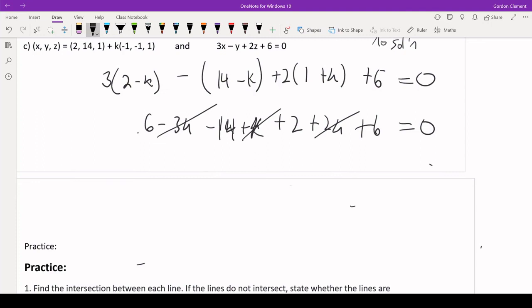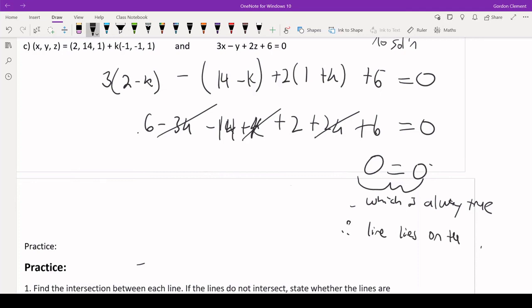And we get 6 take away 14 is -8, plus 2 is -6, plus 6 is 0. We get this equation of 0 equals 0, which is always true. So when it was parallel, we got 1 equals 0, or just some other number equals 0. It doesn't have to be 1. And that's never true. Doesn't matter what k is. Here, doesn't matter what k is. 0 is always 0. So therefore, the line lies on the plane. We tried to find points that are on both, and we found that any k value would work technically. So that's the other way you tell.